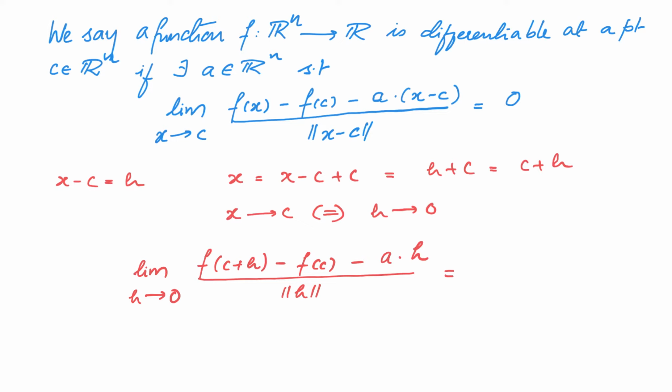Thus, we can say that a function f from Rn to R is differentiable if there exists an A in Rn such that limit h tends to 0, f of c plus h minus f of c minus a dot h, whole divided by norm h, is equal to 0. And now the key idea to determine A is to see what happens when we approach c along a line.